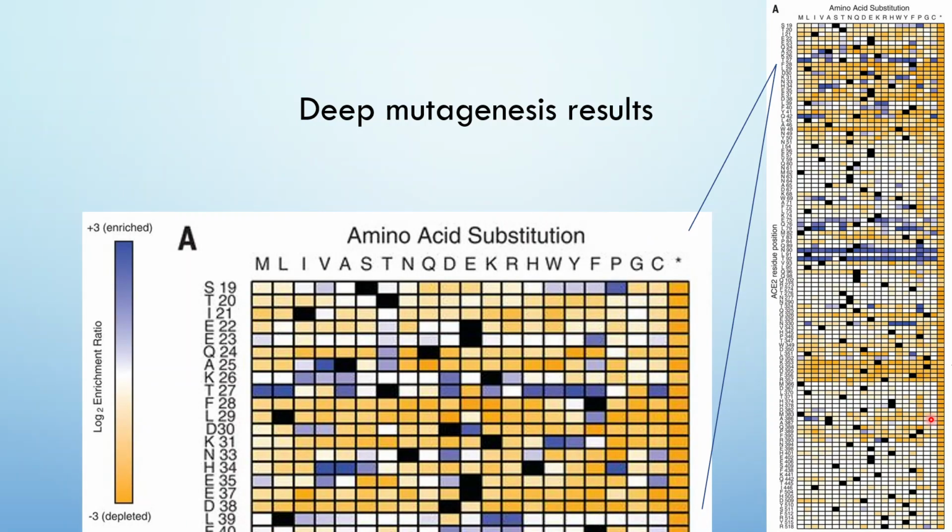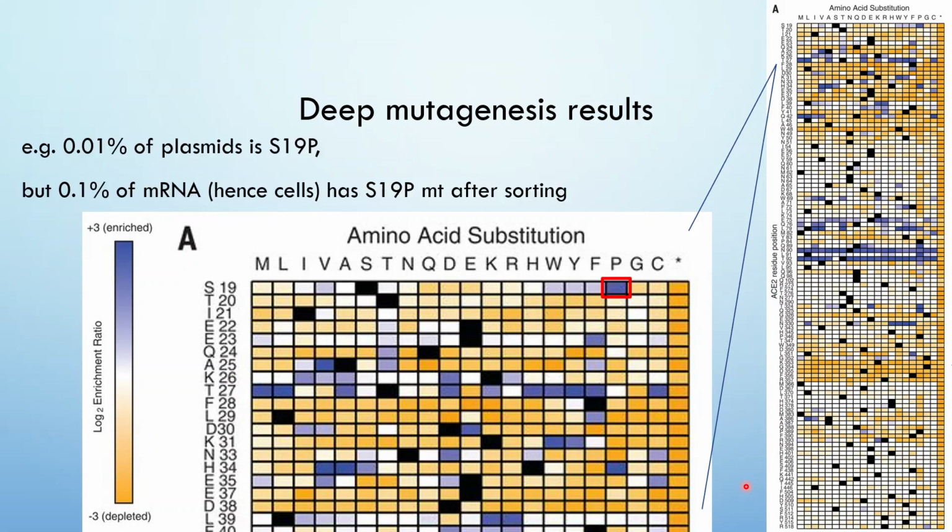So after sequencing, this is the result of deep mutagenesis. On the right here is the full 2,340 mutants. And the frequency of the mutants after sorting was compared to the plasmid library, where blue is increase in frequency and orange is decrease in frequency. Black is simply the wild type.